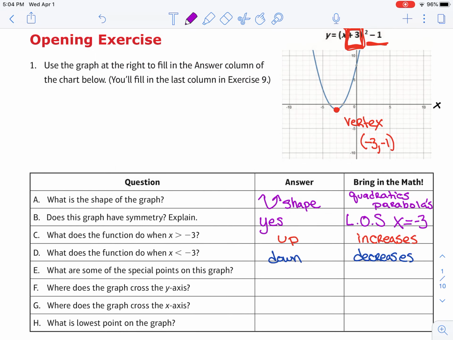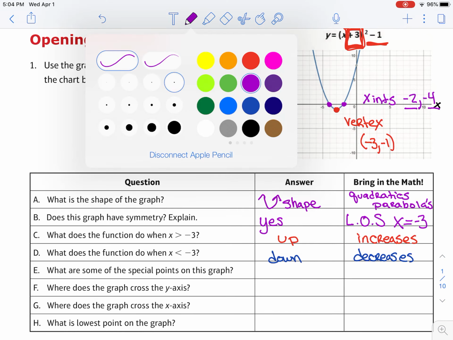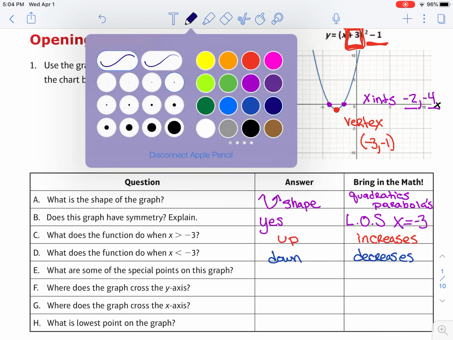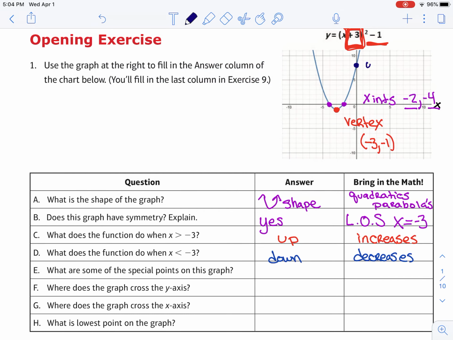We have special points that I'm going to put in purple, and these points are called x-intercepts. They're located at negative 2 and negative 4. Notice these ones do not get parentheses around them. They're two separate points. Then in blue, I have my y-intercept because this one touches my y-axis, and this is located at 5, 6, 7, 8.